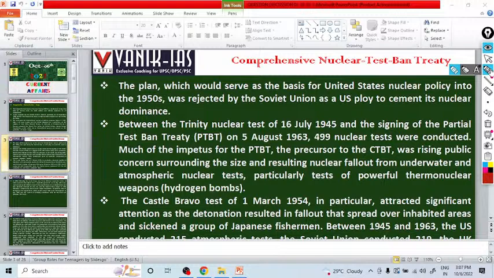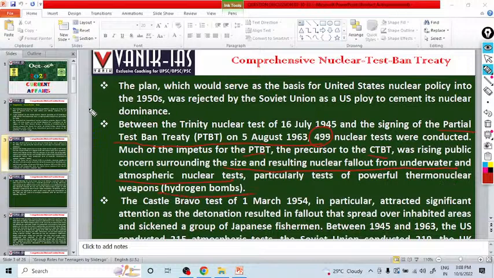Between the Trinity nuclear test in 1945 and the signing of the Partial Test Ban Treaty, before the CTBT, in August 1963, 499 nuclear tests were conducted. Much of the impetus for the PTBT, the precursor of the CTBT, was rising public concern surrounding the size and resulting nuclear fallout from the underwater and atmospheric nuclear tests, particularly the tests of the powerful thermonuclear hydrogen bomb.